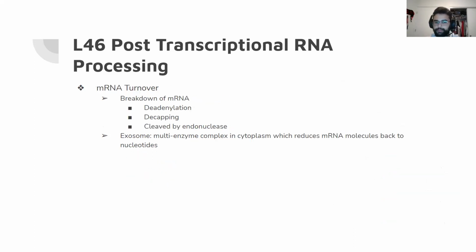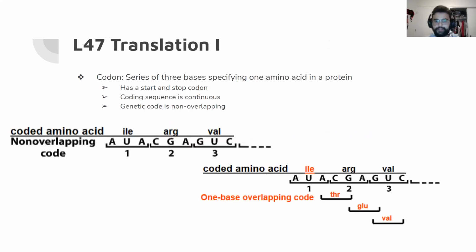So we can also break apart mRNA. This is a type of RNA processing. We can do it by deadenylation, removing those poly A tails, decapping, removing that 5' cap, or we can cleave it by an endonuclease. We also have an exosome, which is just a multi-enzyme complex in the cytoplasm, which reduces mRNAs back into its nucleotides. So now going to my favorite part of this fourth exam, which is translation.